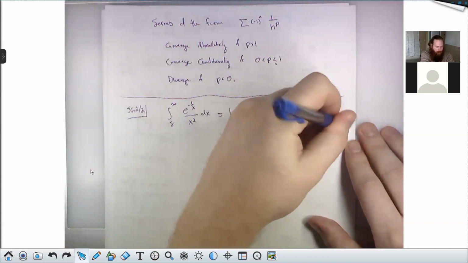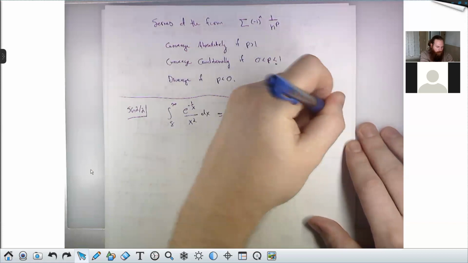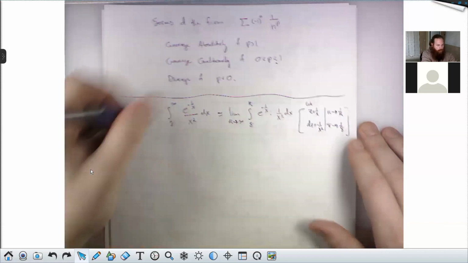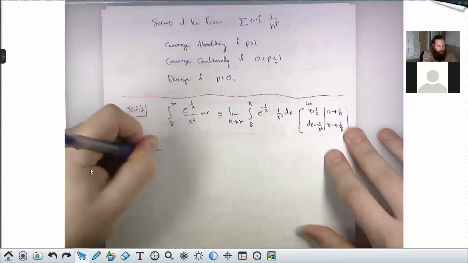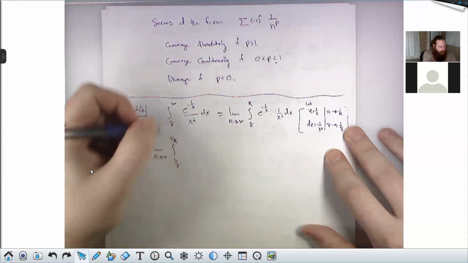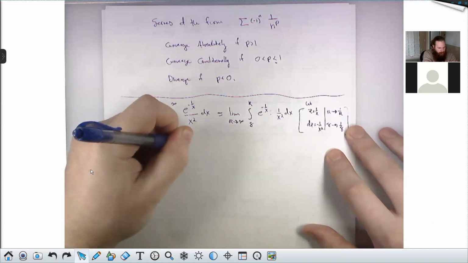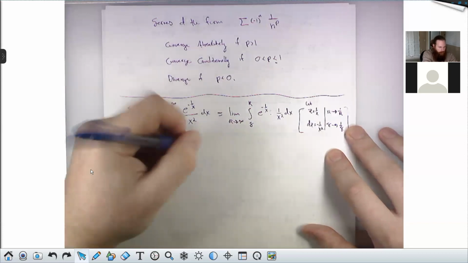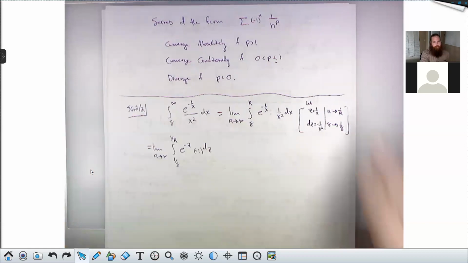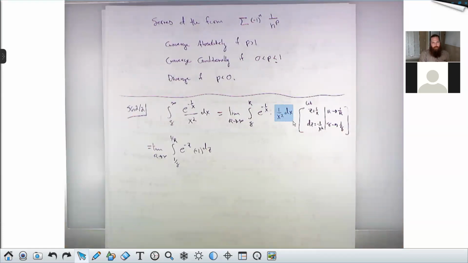8 will go to 1/8, and r will go to 1 over r. So this becomes the limit as r goes to infinity, integral 1/8 to 1 over r, e to the negative z times negative 1 dz. 1 over x squared dx is negative 1 times dz. Sorry, there should be a dx here.